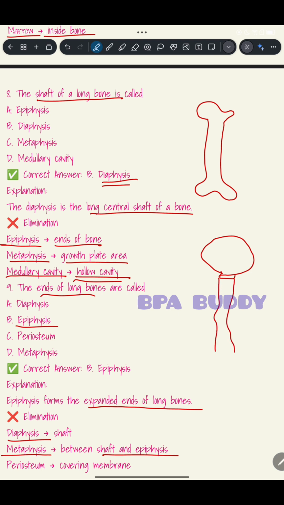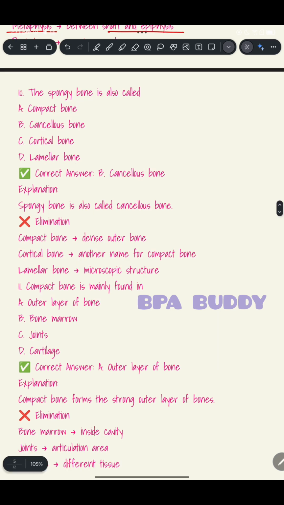This is also a structure of adult long bone. Between the shaft and the epiphysis comes our metaphysis. Then periosteum, it is the covering membrane. Spongy bone is also called cancellous bone. Compact bone is a dense outer bone.